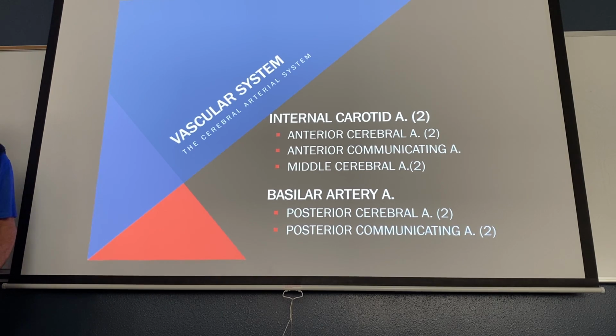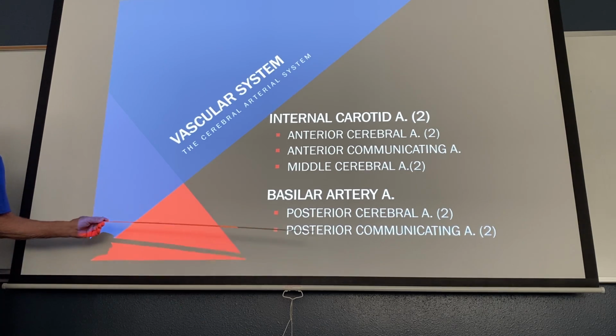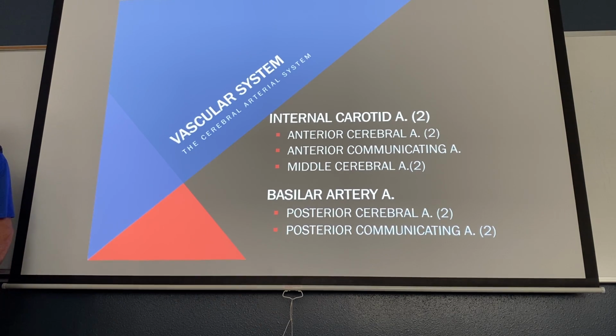They're going to be feeding the posterior portion of the brain, and then there's two branches that are going to connect to the region of the internal carotid arteries, referred to as the posterior communicating arteries. There's two of those, and we'll map these out for you.